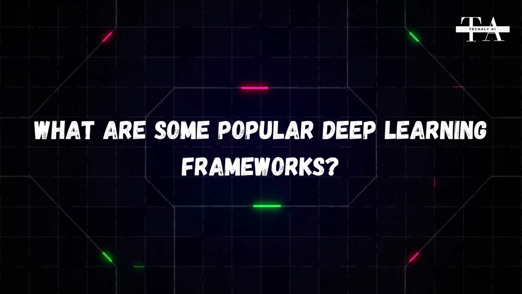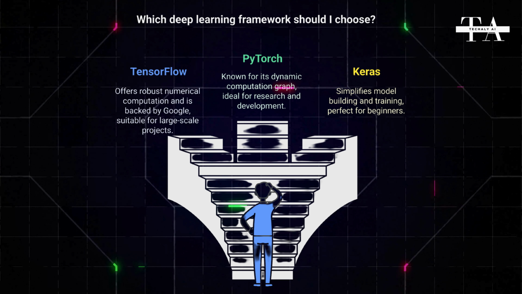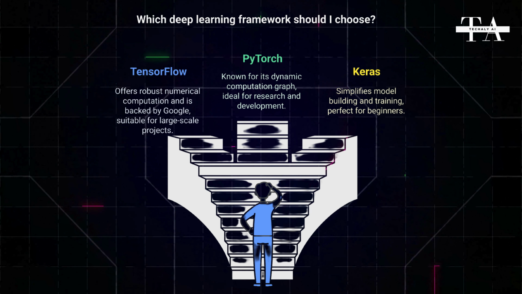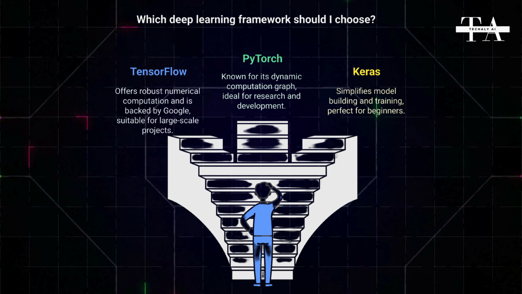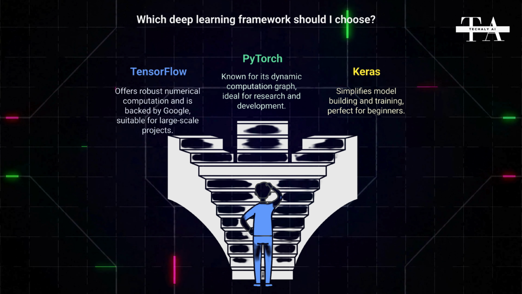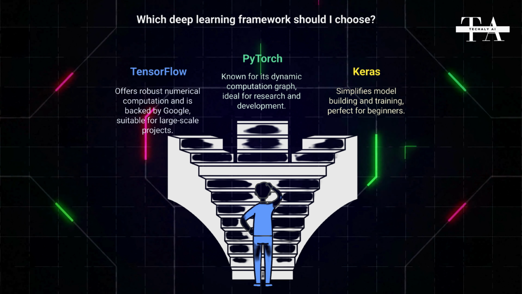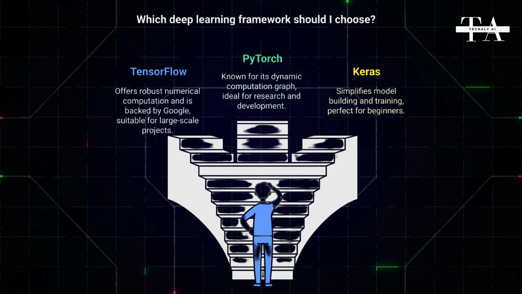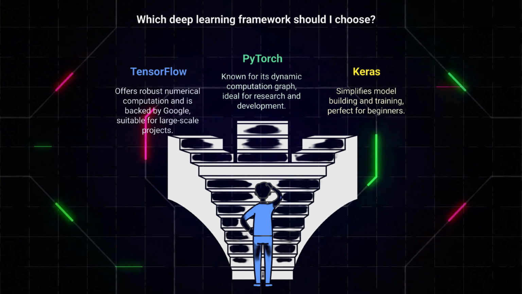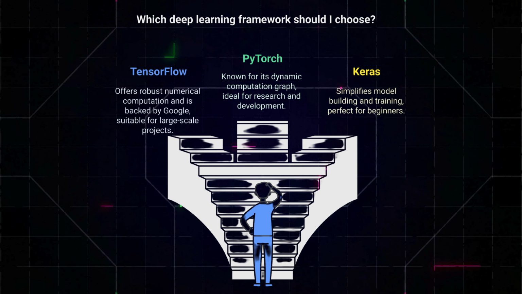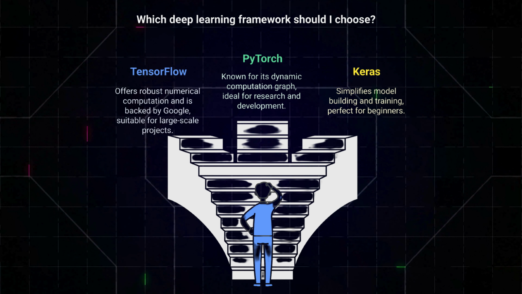What are some popular deep learning frameworks? Some widely used deep learning frameworks include TensorFlow, an open-source library developed by Google for numerical computation and machine learning. PyTorch, an open-source machine learning library developed by Facebook, known for its dynamic computation graph. Keras, a high-level neural networks API that runs on top of TensorFlow, making it easier to build and train models.